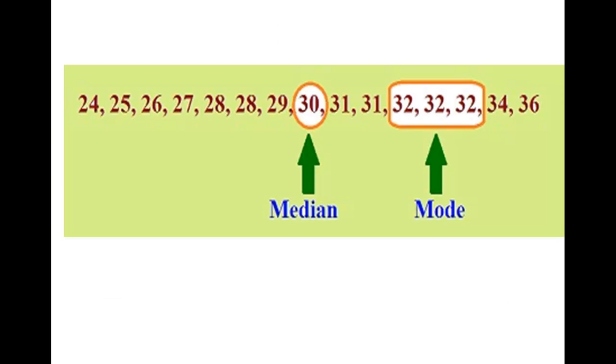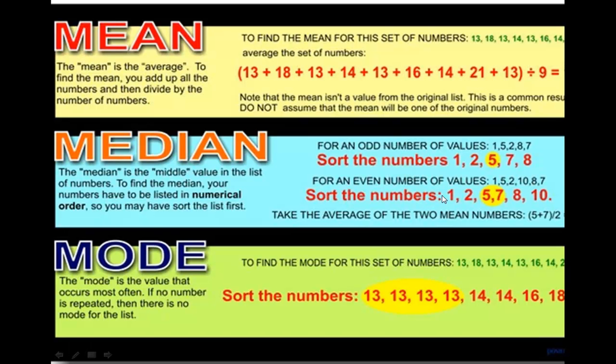Example, 30 is the median for this data set. 32 is the mode for this data set. Next example.